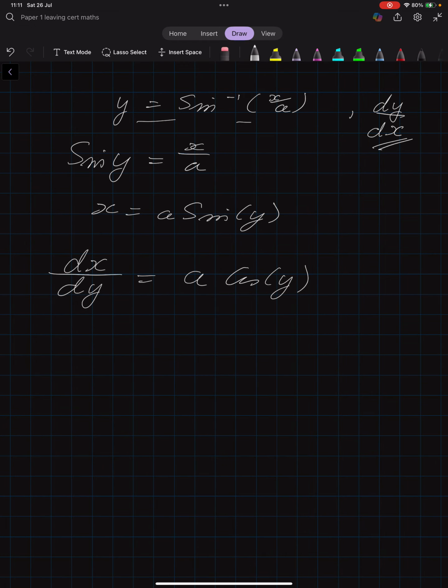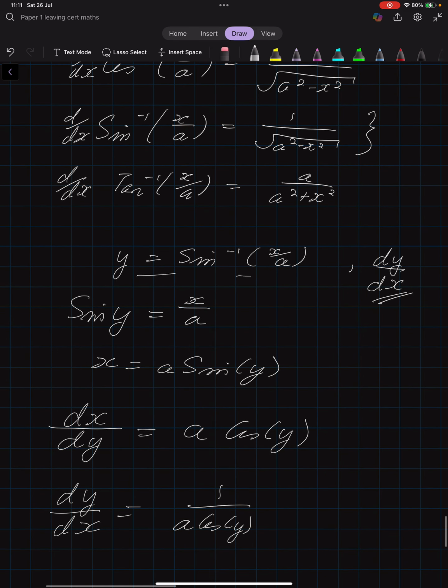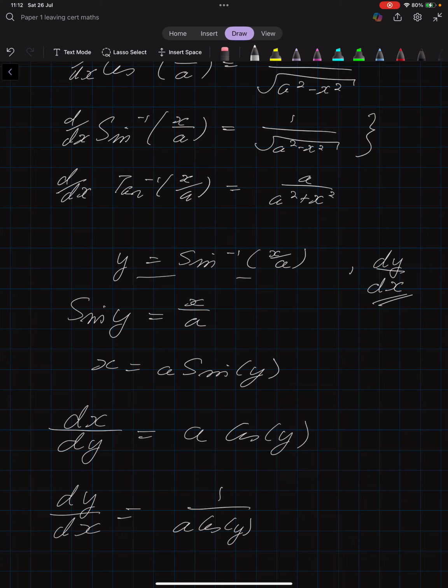So now, you can say that's fine. So dy/dx is simply equal to 1 over a cos y. But now you might say, well, hold on. How am I going to figure out what the cos of y is? You're going to figure it out from this.